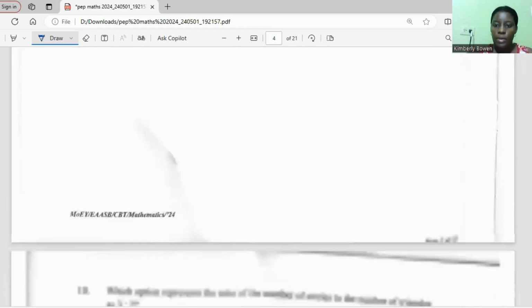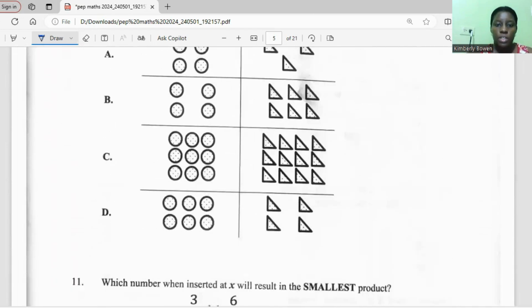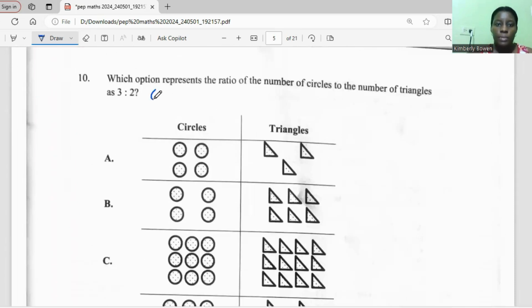So we're looking at circles to triangles. An equivalent ratio for 3 to 2 is 6 to 4. Let's just write them here. And we could also have, so this is actually multiplying it by 2. You could also multiply by 3, which is 9 to 6. Multiply by 4, 12 to 8, and so on, right?